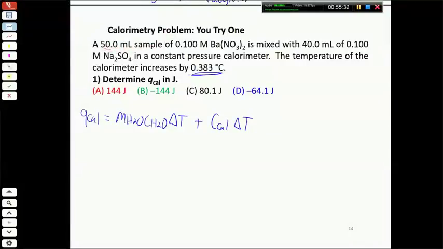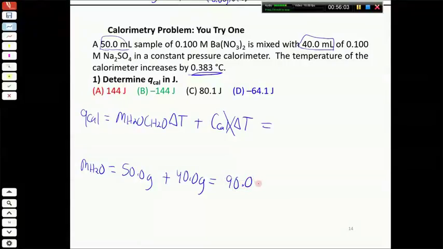We're using 50 milliliters of one solution, 40 milliliters of another. But we don't have anything about this. We ignore that again. But we have to be a little bit careful here: when we're mixing together two solutions, the mass of the water is going to be the total mass that we're mixing together. So we have 50 milliliters from our first sample, which is 50 grams of water. We're mixing that with another solution that has a volume of 40 milliliters, which is 40 grams of water. And so that means the total amount of water in the calorimeter once the reaction takes place is going to be 90 grams. So we're mixing two solutions together here.